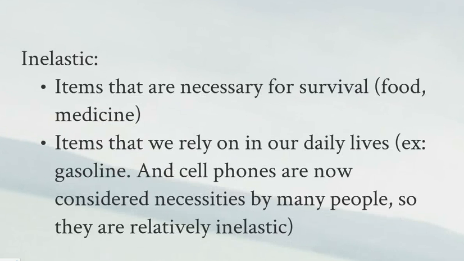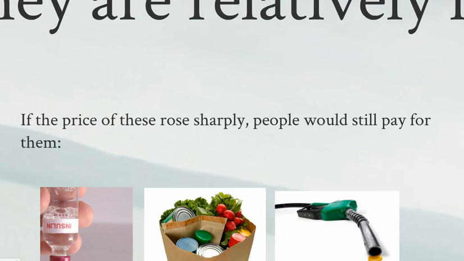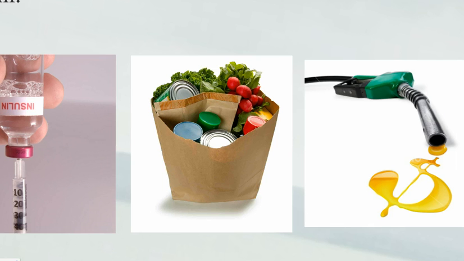And then inelastic goods are items that are necessary for survival, such as food, medicine, and in addition to that, items that we rely on in our daily lives. We tend to rely on gasoline quite heavily. And even things like cell phones are considered necessities by many people because we rely on them so heavily for communication, for work, for things like that. So those are relatively inelastic as well. If the price of one of these things, medicine, groceries, or gas, rose sharply, people would still pay for them.